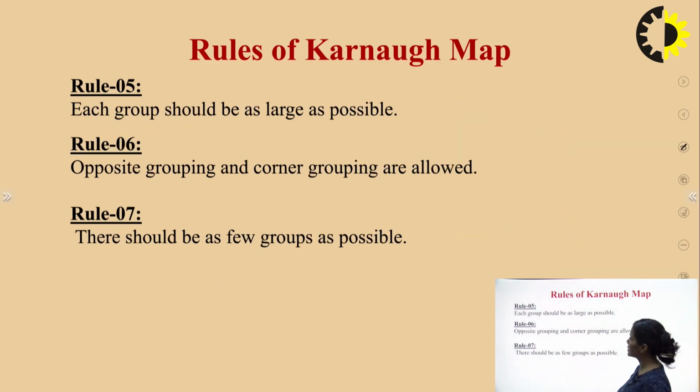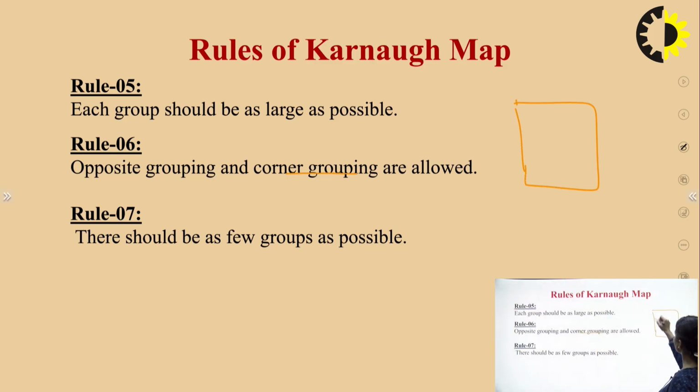Rule 5 says that each group should be as large as possible. If there is a possibility that a group of 8, that is an octet, can be formed, then don't go for quads or pairs. This is a very important rule. Always look for the larger groups in your K-map. Rule 6: opposite grouping and corner grouping are allowed. Suppose this is your K-map.